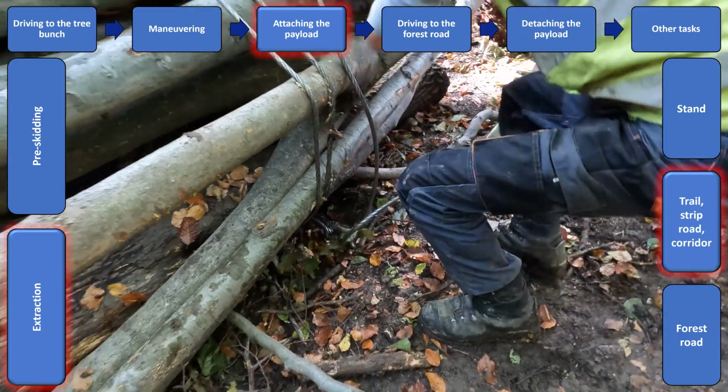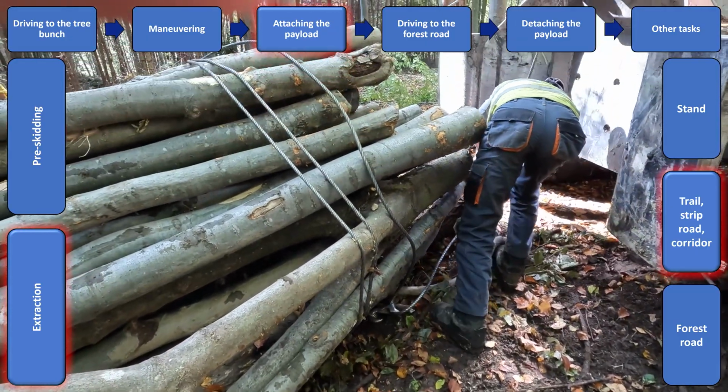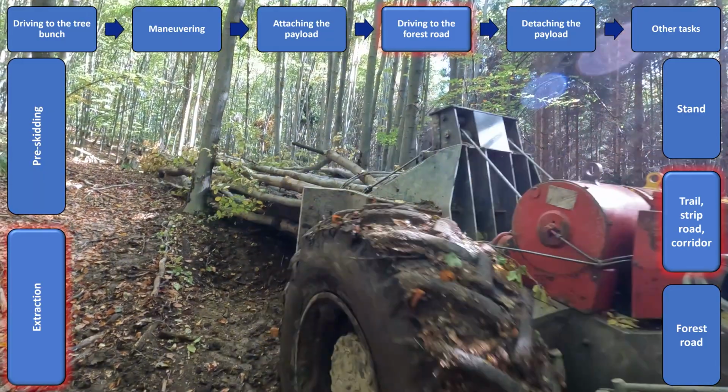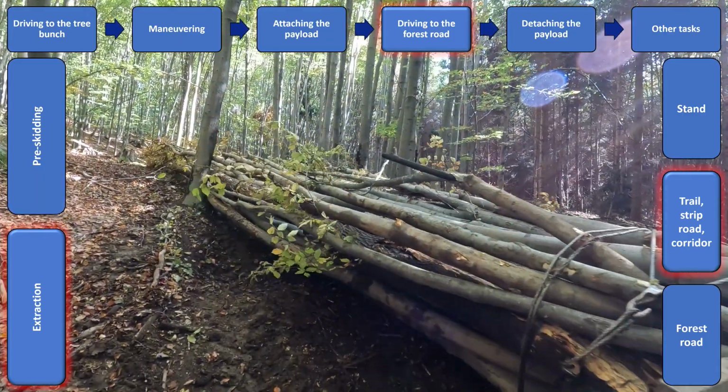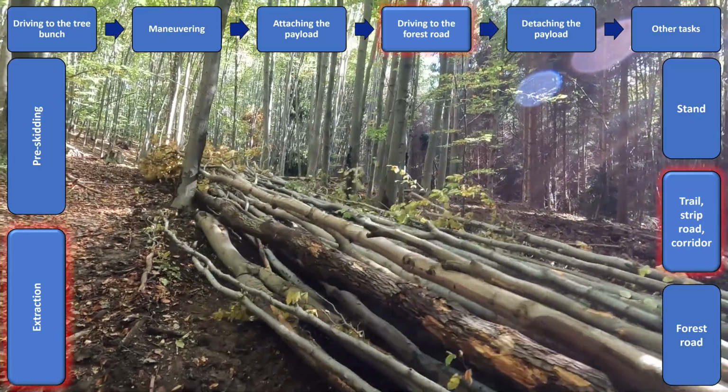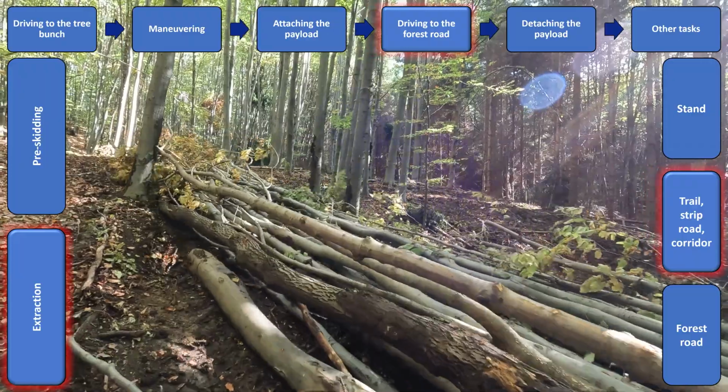When working with big payloads in dense stands, the risk of damaging the residual trees is high. Also, dragging full trees may cause a significant soil disturbance over the skid trails, particularly when working with broadleaf trees with well-developed limbs.